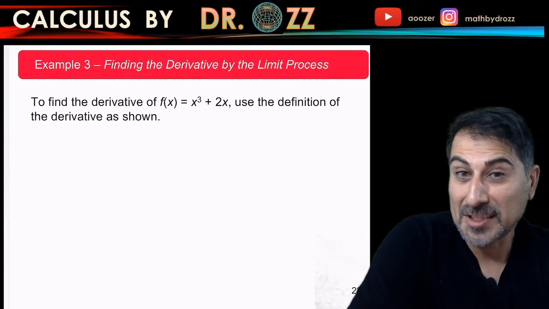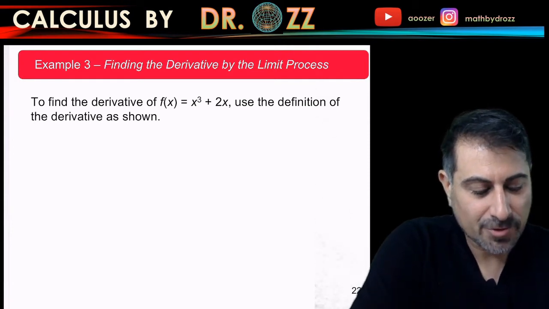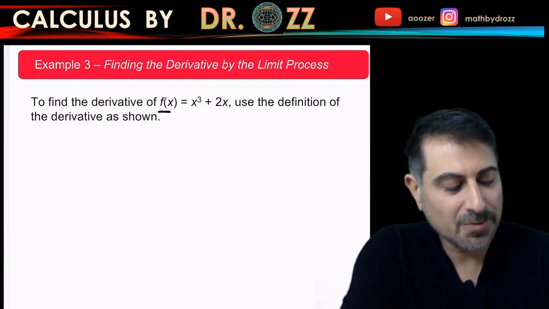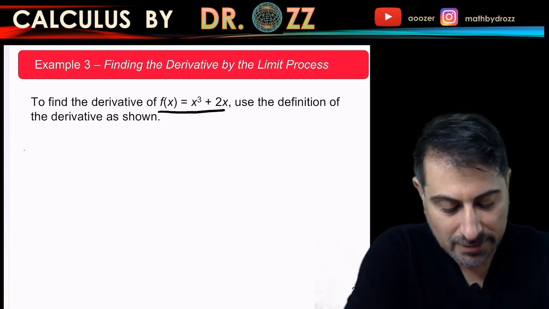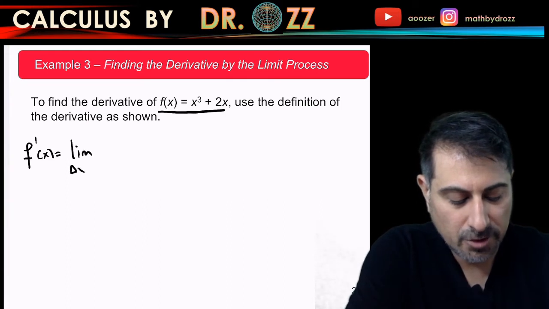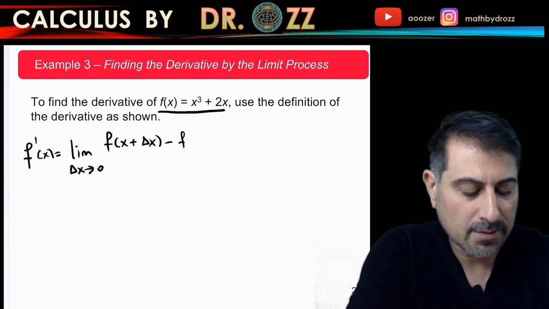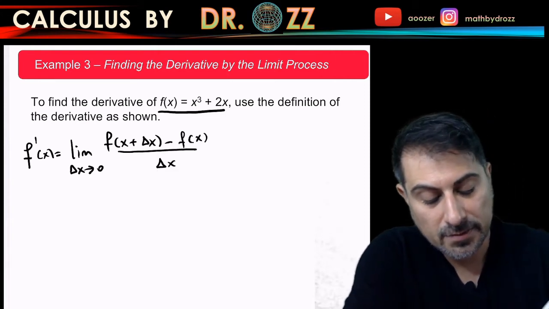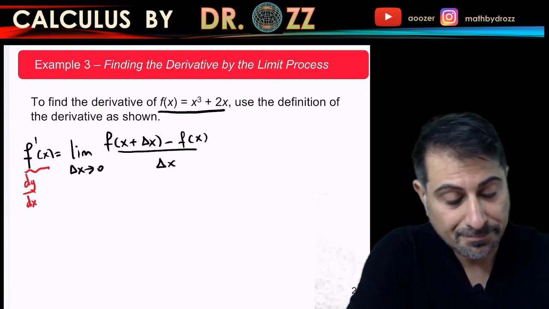All right, let's finish this video by going through this example, which is about finding the derivative of the given function x cubed plus 2x by the limit process. So all we're going to do here is to use the limit definition: f of x plus delta x minus f of x, divided by delta x. You can also say that this is equal to dy over dx in the other notation.